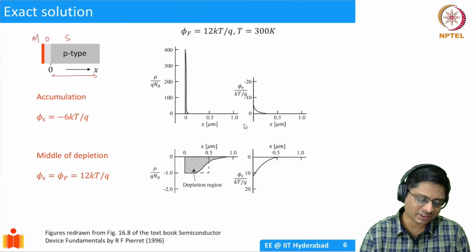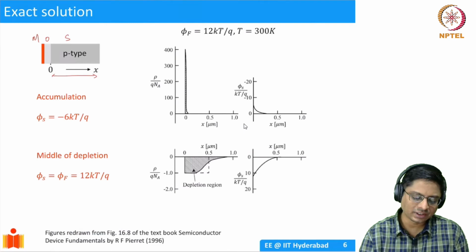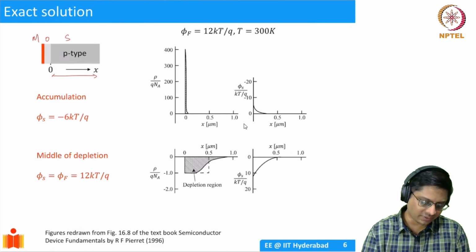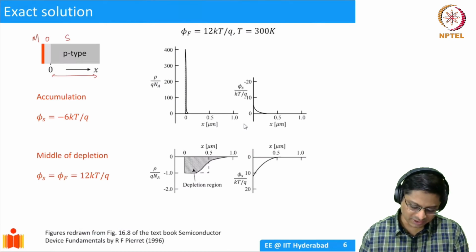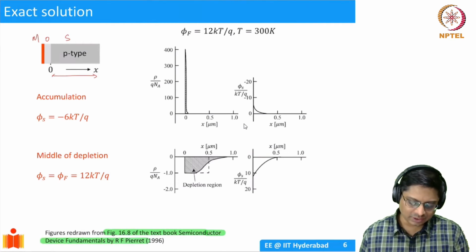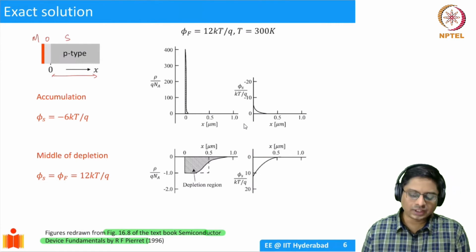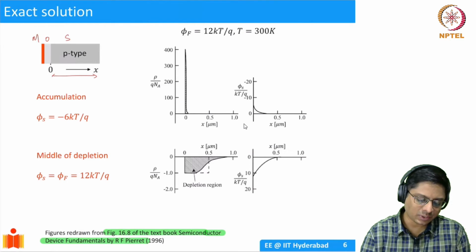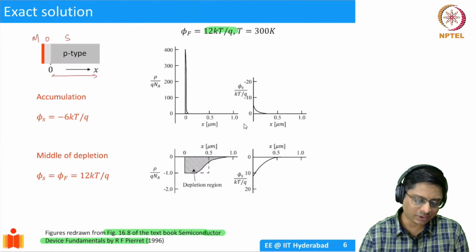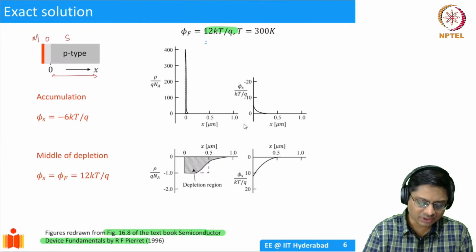Before we do that, phi_f for this simulation has been assumed to be 12 kT/q. By the way, this is taken from this textbook, figure 16.8. If you want, you can read up about that. I just used that to draw these figures. So the substrate doping is specified as 12 kT/q, a different way of representing it. So how much is this equal to?